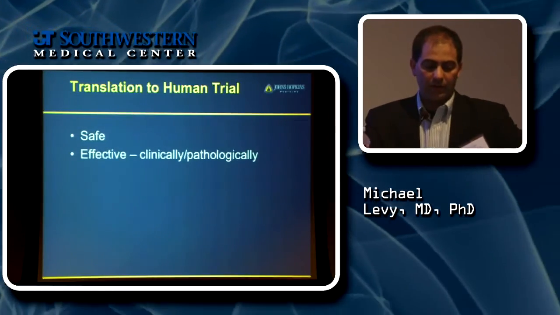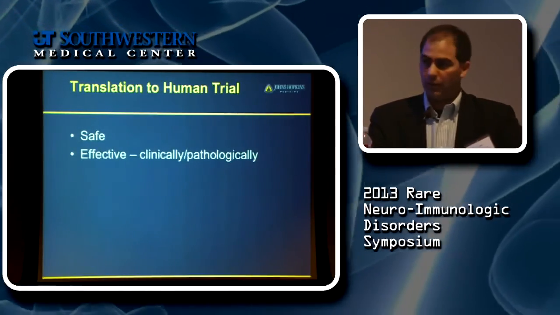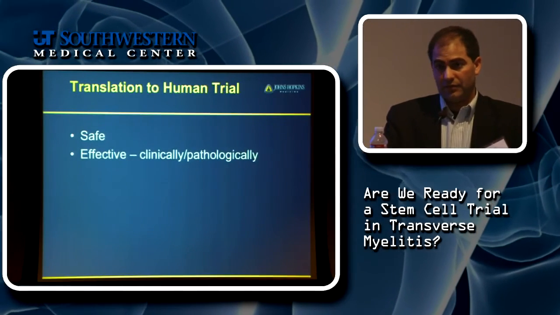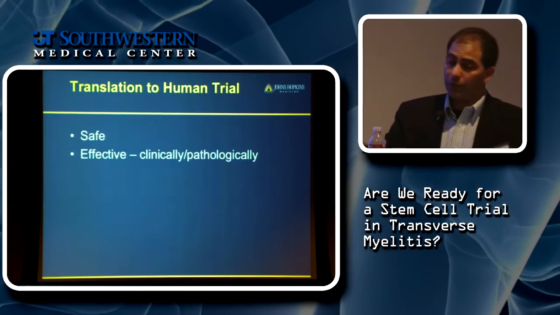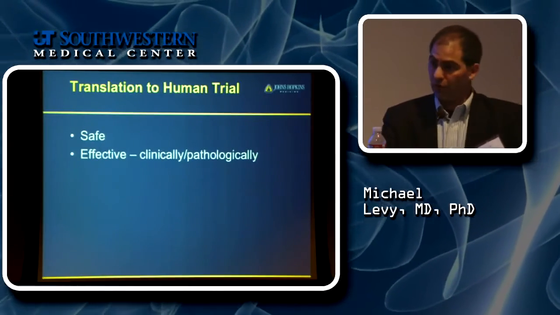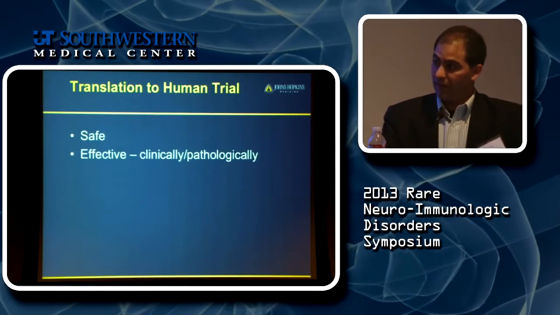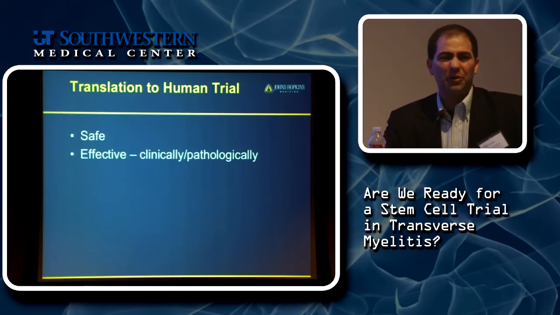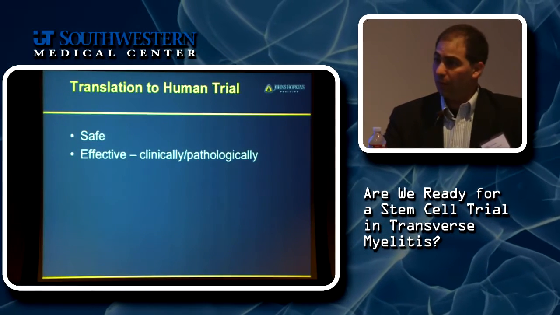So when we think about a translation to a human trial, we have to think about what the FDA would approve and what would they consider safe. And we also have to consider what would be effective. So safe would be the first line of cells. It's undergone the rigorous process. It's safe in ALS patients. 16 ALS patients have been transplanted, no tumors, nothing really abnormal.